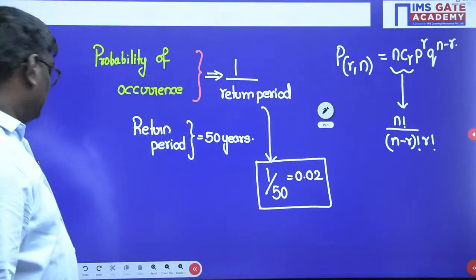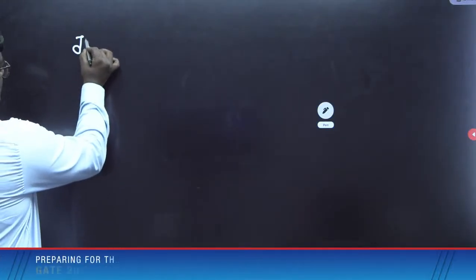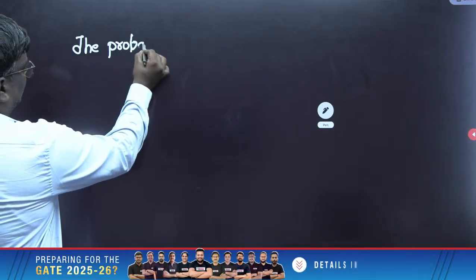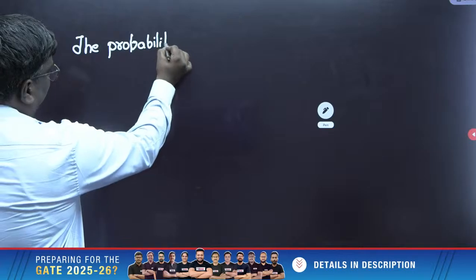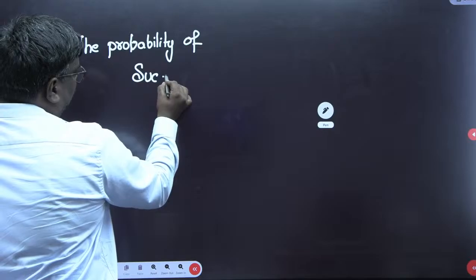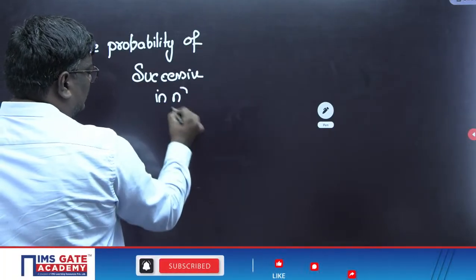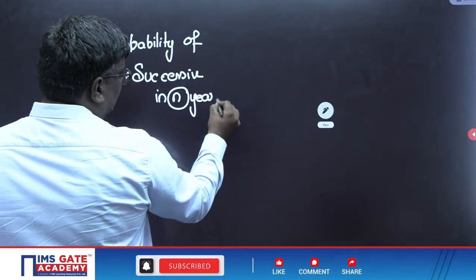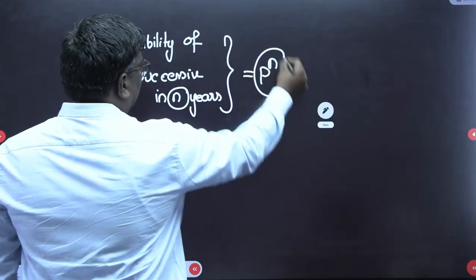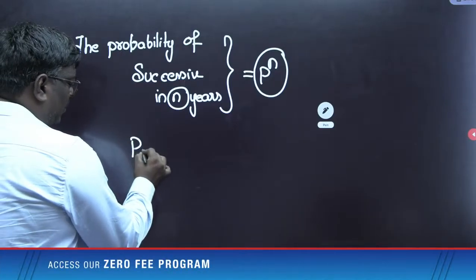Now see, students, they can ask you the probability of success in n consecutive years. If they ask you for n successes in n years, it will be p power n. Okay, direct formula is p power n. So in that formula we have probability is how much, sir?